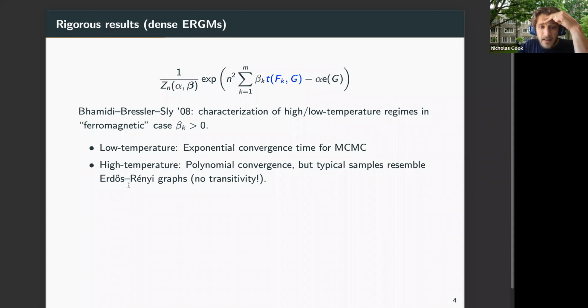On the other hand, in what they call the high temperature phase, you get a pretty reasonable convergence time, but the typical samples look like Erdős graphs. And in particular, they have no transitivity. So either the sampling is too hard, or sampling is easy, but the graphs are trivial.